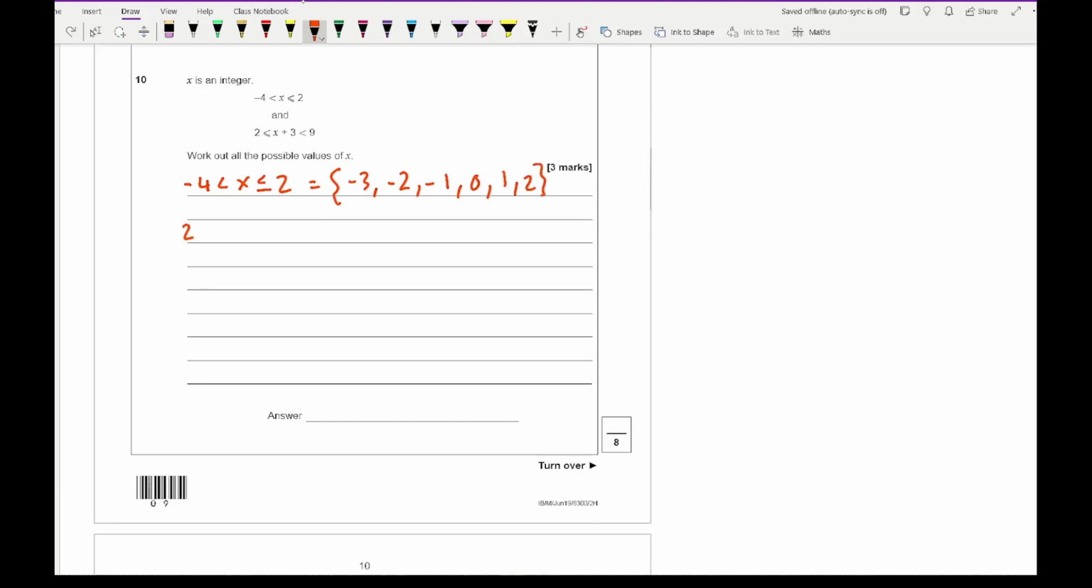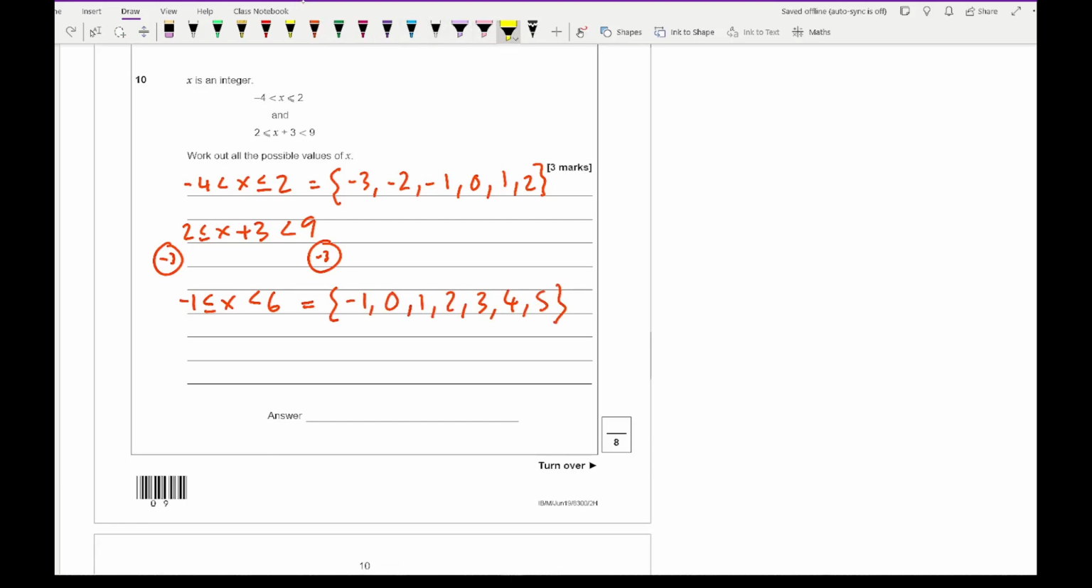Now for 2x plus 3 and 9, again what I want to do is make x by itself in the middle, so I need to subtract 3 from both sides. So what I end up with is minus 1 less than or equal to x, and 6. Now from this inequality, the possible numbers that x can equal are minus 1, 0, 1, 2, 3, 4 and 5. Now what I want to do is highlight the numbers that appear in both lists.